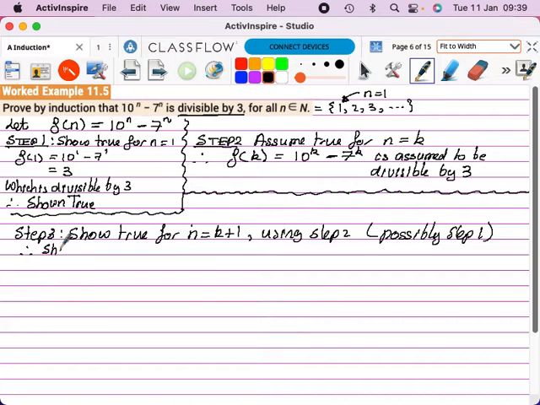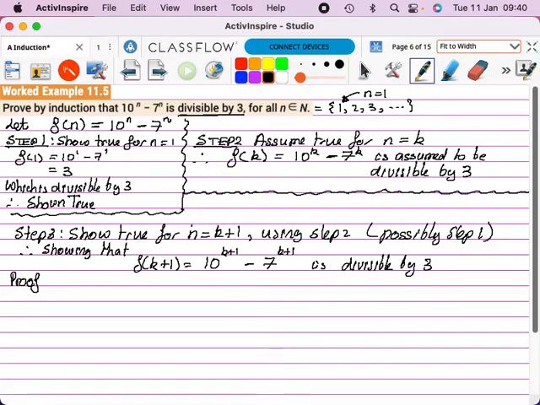Therefore, showing that f of k plus 1, equal to 10 to the power of k plus 1 minus 7 to the power of k plus 1, is divisible by 3. And if you want to write in using step 2 again to reinforce what you have to do, then please by all means do so. Okay, so what do we do now? We do the proof.